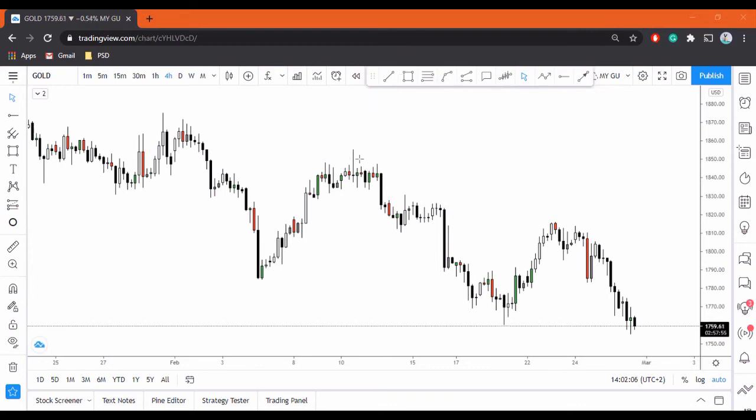So lot size, right? It's the size of your trade, compared to your margin. When you open your account, they're going to ask you about margin, leverage, and stuff like that, right? I think I have some notes.